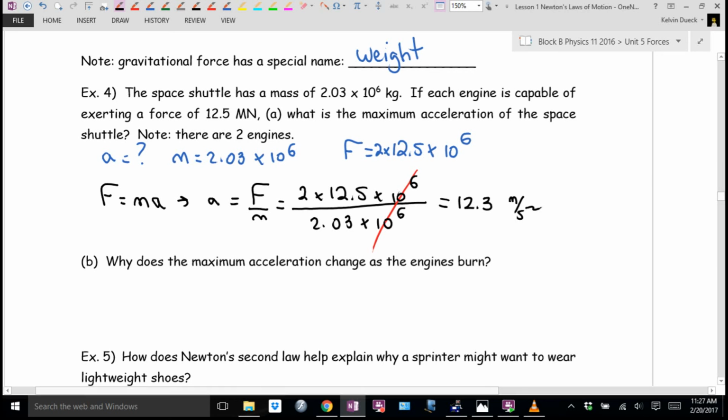B. Why does the maximum acceleration change as the engines burn? Because it does. Why does the acceleration change as the engines burn? Nope. By the way, up at the ISS, if you calculate G, it's about 9.7. Not 9.8, but 9.7. They're not out of the gravitational pull of the Earth. How are they floating up there? We'll talk about that later.